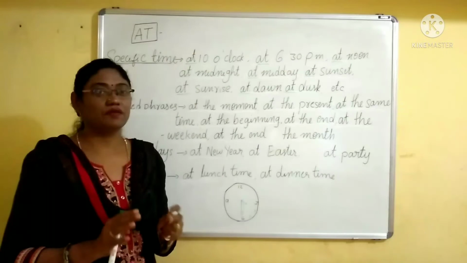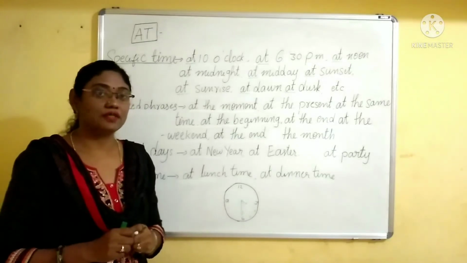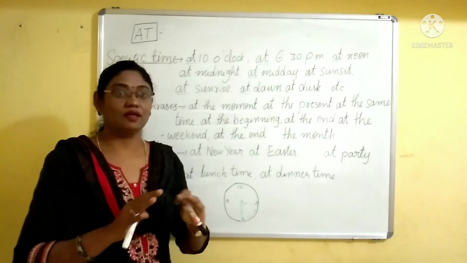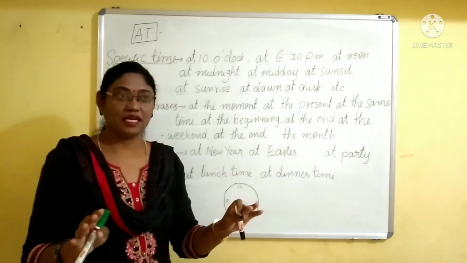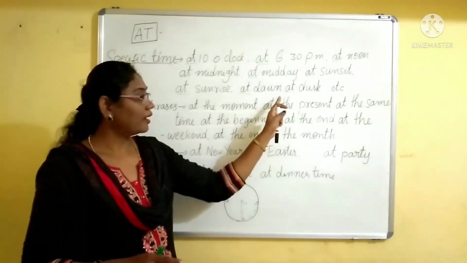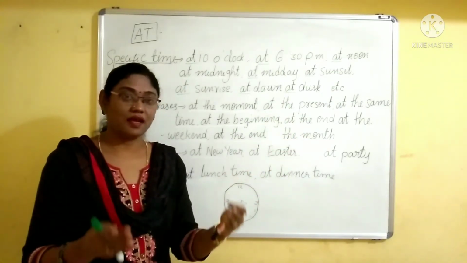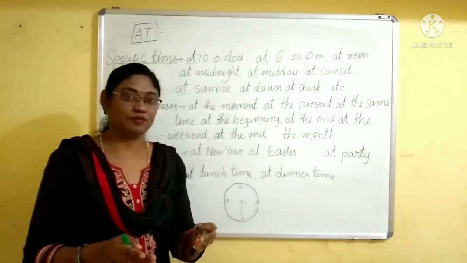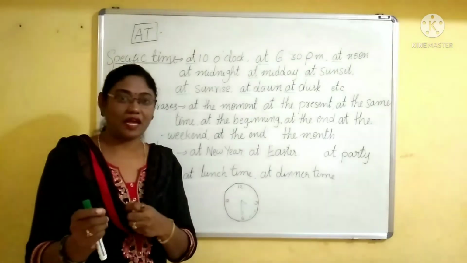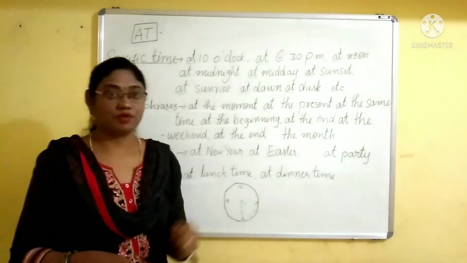And at sunrise. It was so beautiful at sunrise. At dawn. Dawn means the first appearance of light in the sky before sunrise. At dusk. This is the exact opposite of this: the appearance in the sky before the night and after sunset. That period of time is called dusk. So we will use at with these expressions.